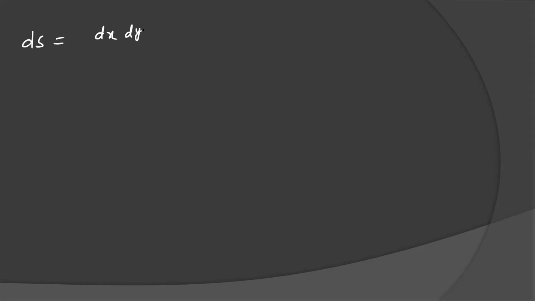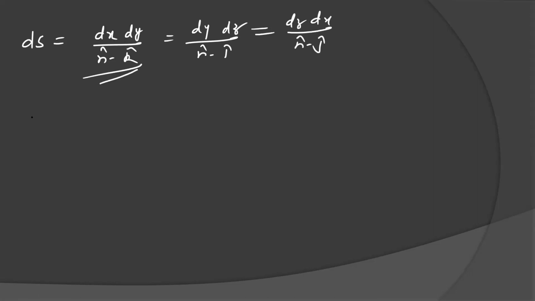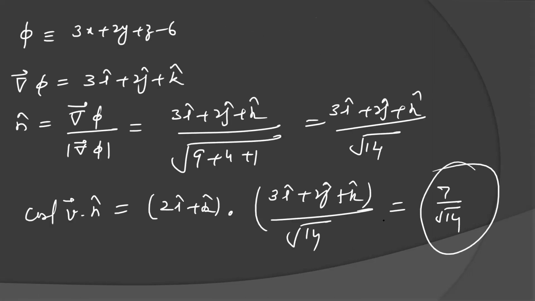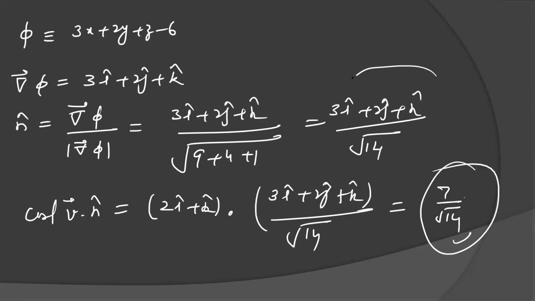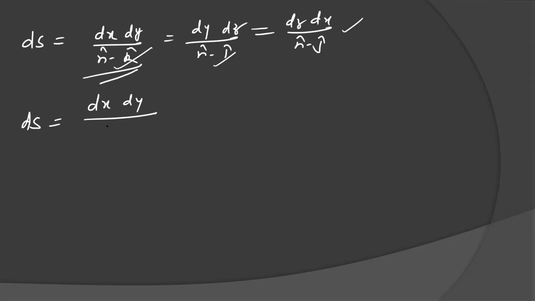ds you can take anywhere: dx dy over n dot k cap, or dy dz over n dot i cap, or dz dx over n dot j cap. You can take any. I usually prefer this one because you are getting a constant value. But according to the curl f dot n cap calculation, suppose this is a function of xy, then we will take this one. If this is a function of yz, then we will take this one. If it is a function of zx, then I will take this one. I discussed this in the surface integral lecture. So dx dy over n dot k cap, n cap dot k cap, will be 1 over root 14.